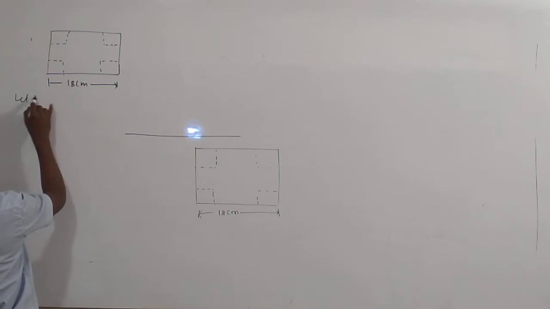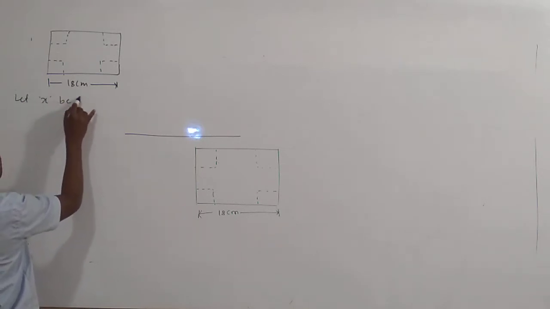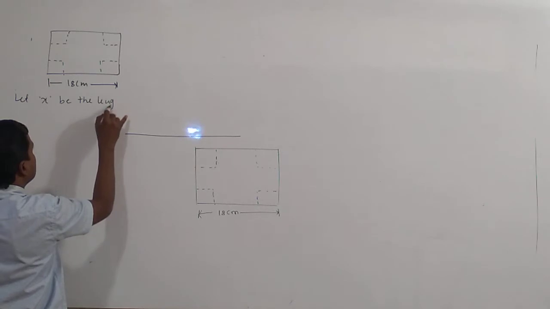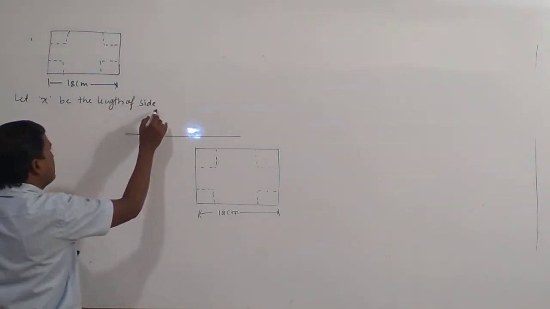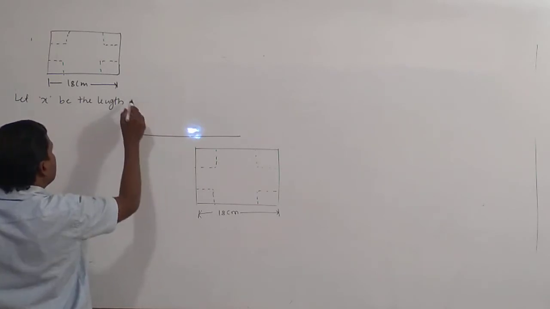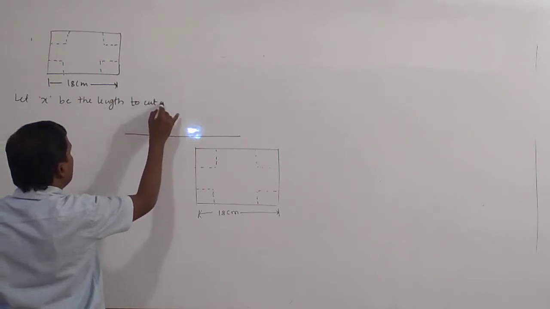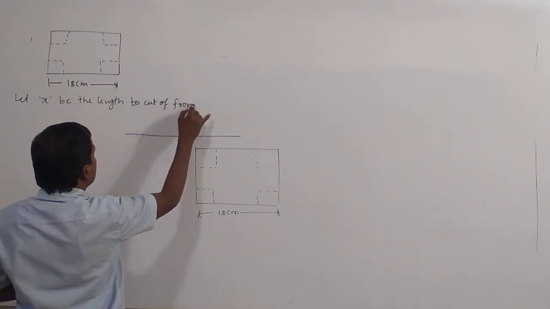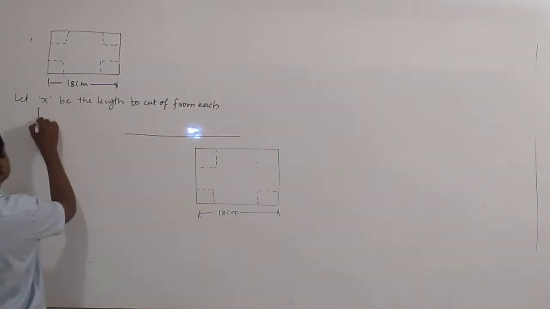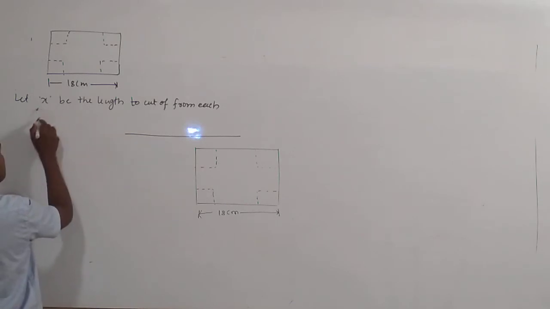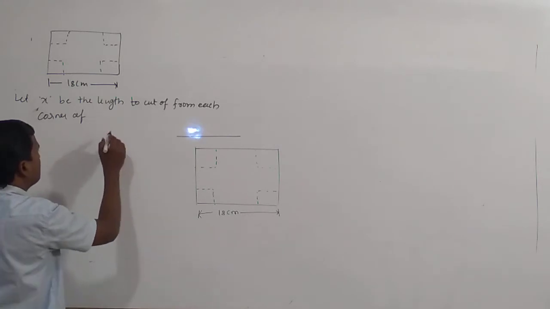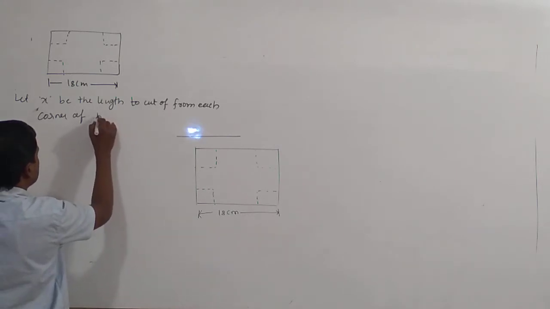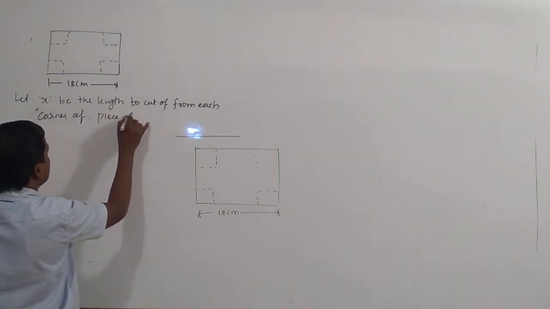Let x be the length, the side length to be cut off from each corner of a piece of tin.